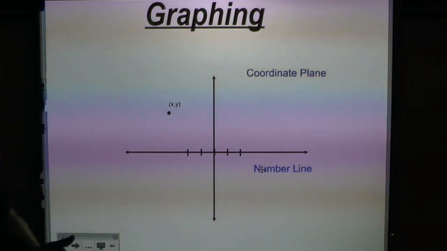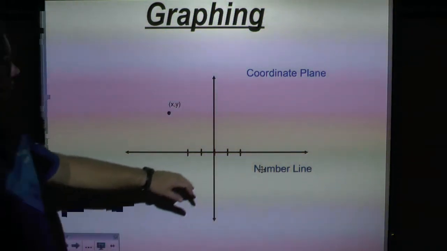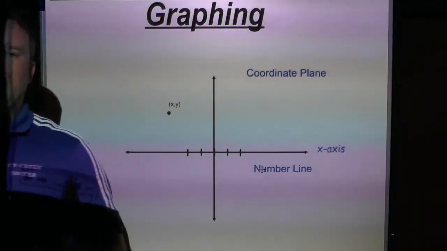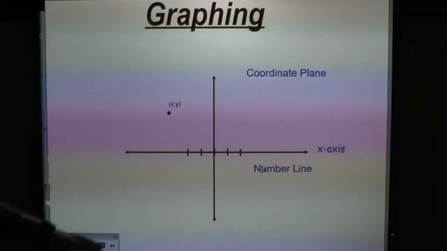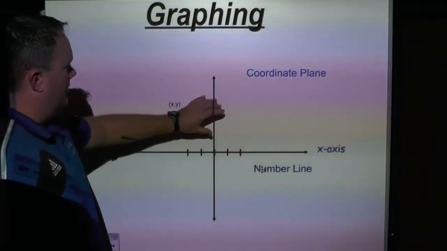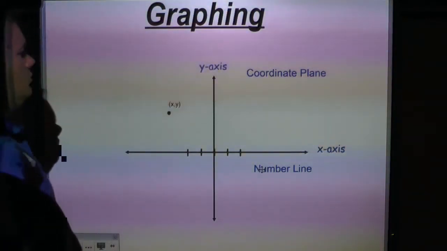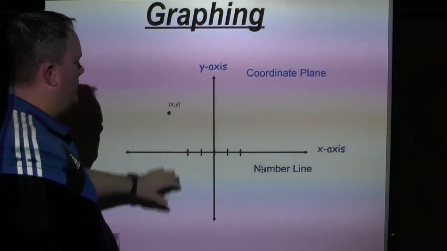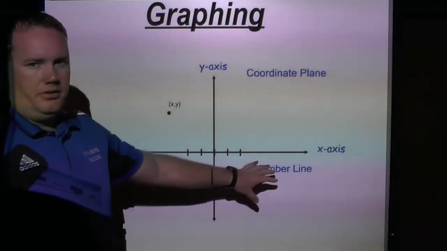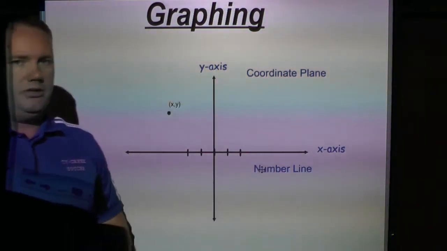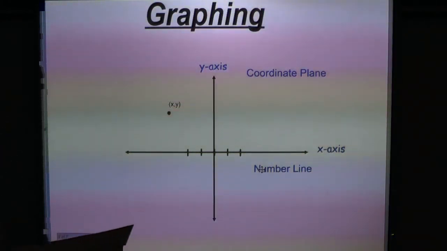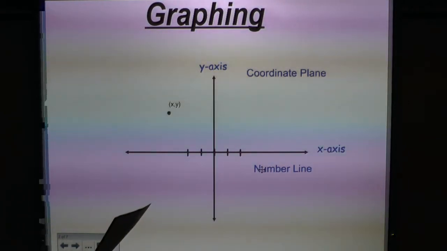The graph contains two number lines. We have a horizontal line here, which we call the x-axis. The vertical number line is known as the y-axis. Now, this coordinate plane is broken into four different regions. We call these quadrants. Q-U-A-D-R-A-N-T-S. Quadrants.